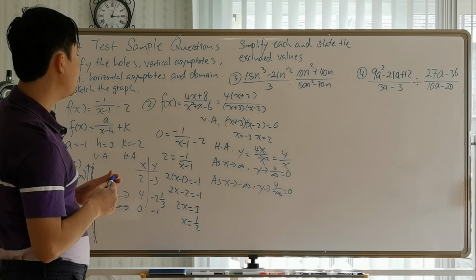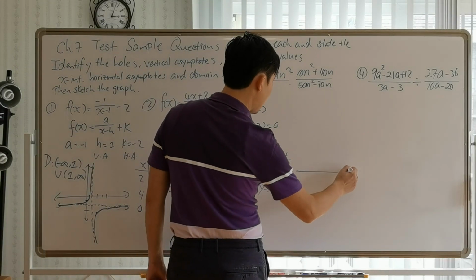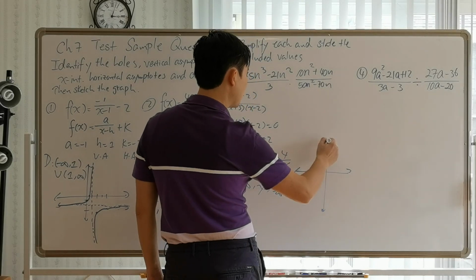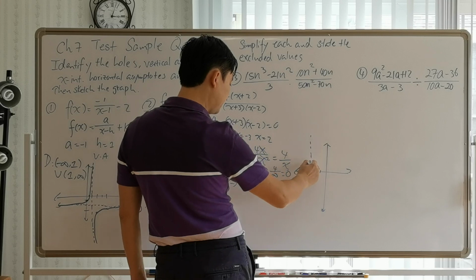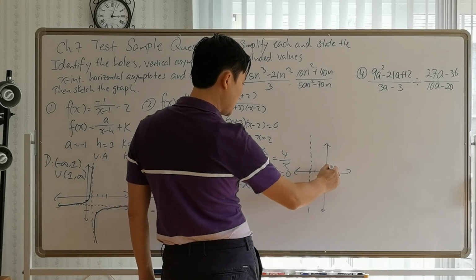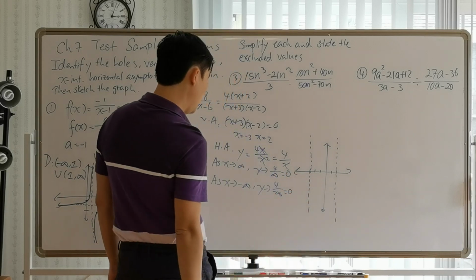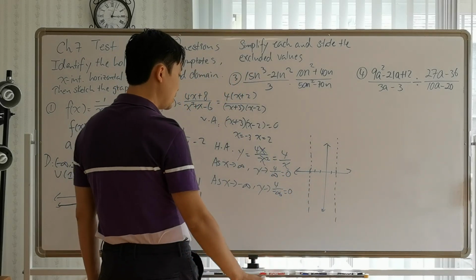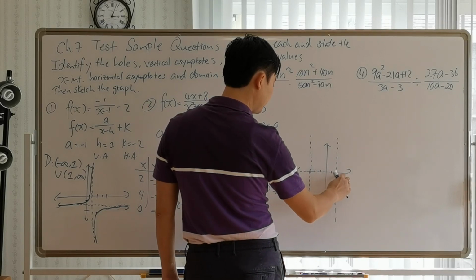So we got the VA, we got the HA, so now guess what? Just sketch the graph with the VA and HA. So one is at negative 3, and the other one is right here at 2. And then for the horizontal asymptote, we do have y equals 0, so that means the x-axis. Dotted.